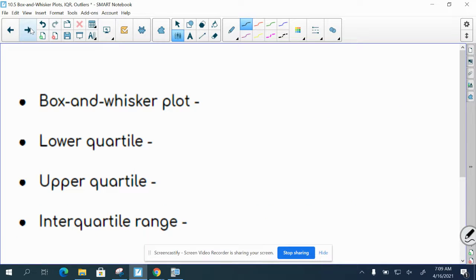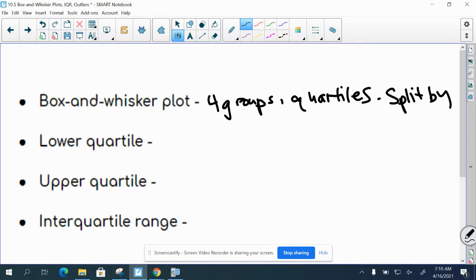Okay. So a box and whisker plot organizes data into four groups called quartiles. And it's important to know that a box and whisker plot is split by the median. I think there's a question in your latest assignment about an interquartile range. So you're not using the mean for a box and whisker plot, you're using the median, the number that's in the middle.